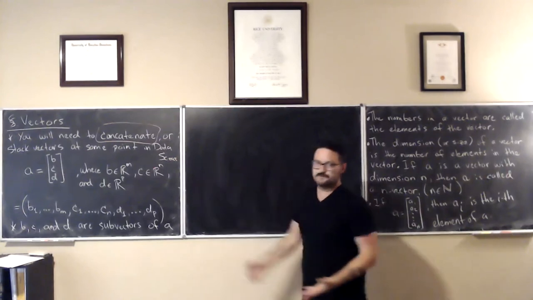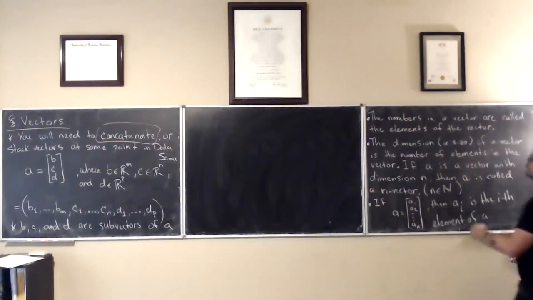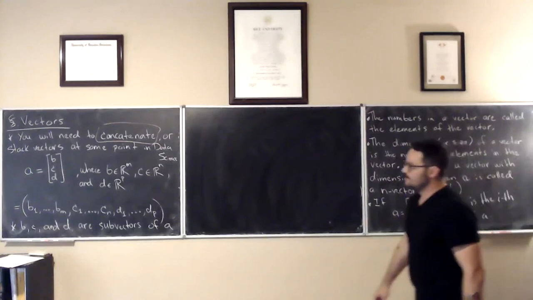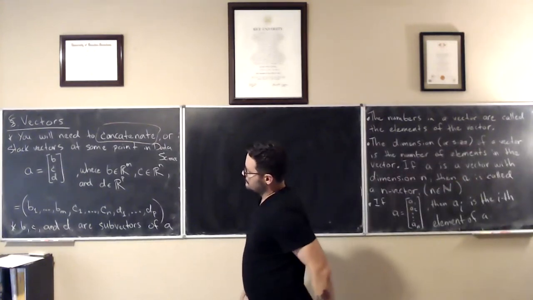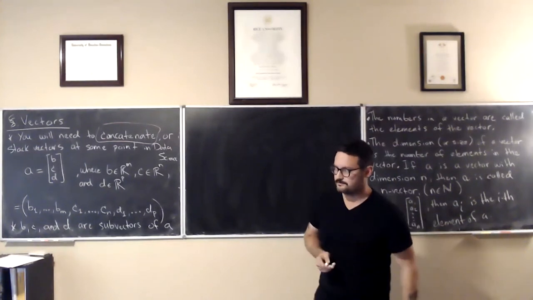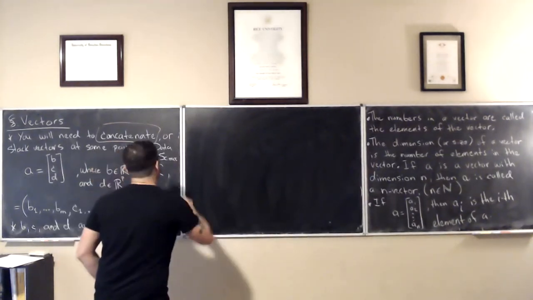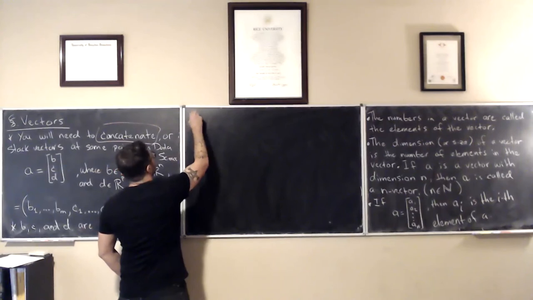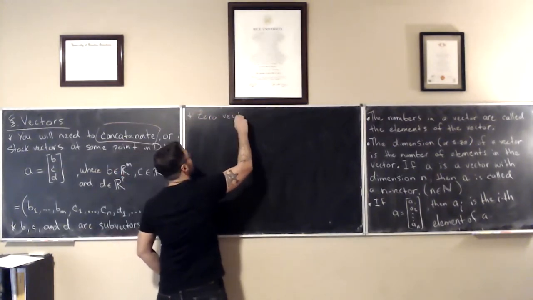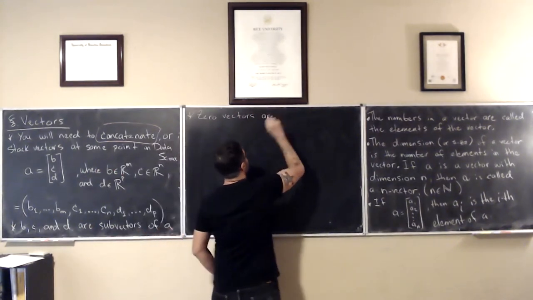Now that we know what vectors are, we know that we can concatenate them. We have dimensions of vectors, which are just the number of elements, the things inside of the vector. What can we say now? Well, there are special vectors that you will encounter. I can think of three of them. First one, zero vectors, are vectors only containing zeros.